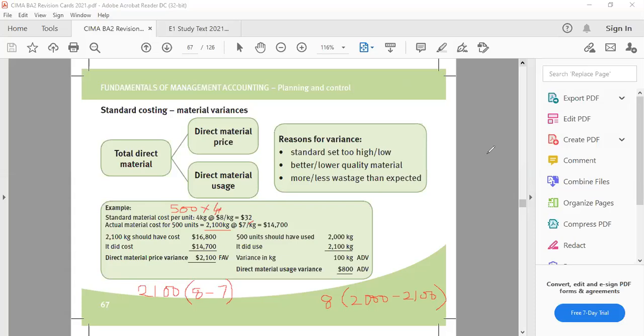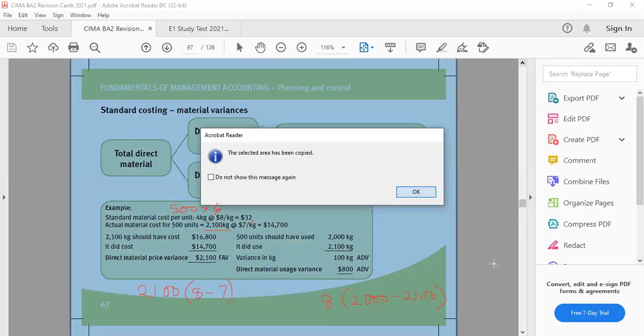We'll continue tomorrow. Very little will be left in variances. We will also look at the sales variances.